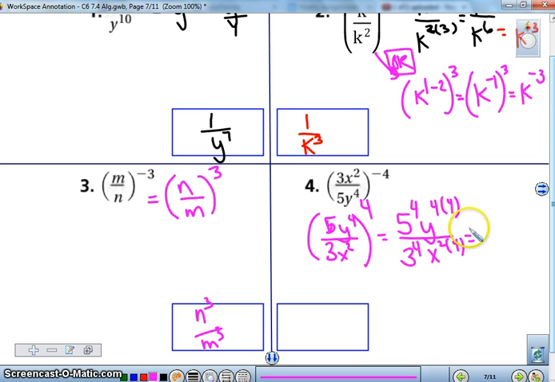When I'm multiplying this out, I'm taking 5 to the fourth on my calculator. So remember, 5 raised to the fourth. That's going to give us 625. Y, 4 times 4 gives us 16. Denominator, 3 to the fourth gives us 81. Divided, and x to the 8th.